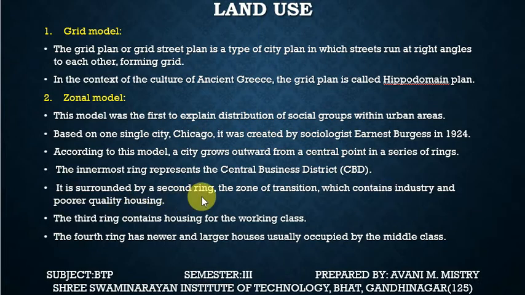It is surrounded by a second ring, the zone of transition, which contains industry and poorer quality housing. That means what is in the first ring? The CBD. What is in the second ring? The transition, what we call the zone of transition, which contains industry and poorer quality housing. Third ring contains housing for the working class. The fourth ring is newer and larger houses usually occupied by the middle class.